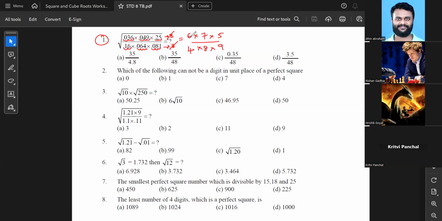Now when I do basic cancellations, from 2's table, I'll get 2 over here, I'll get 3 over here, which cancels with 9 and gives me 3 over here. In the numerator, I get 3, 7 into 5, 35. In the denominator, I get 2 into 3, 6. 6 into 8 is 48. So 35 upon 48. That is my answer.